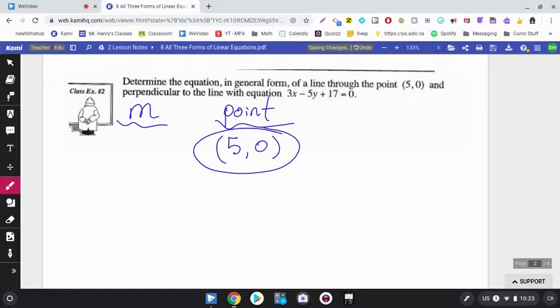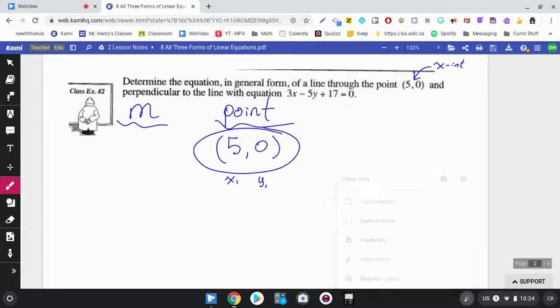That's actually the x-intercept, right? x1 is 5, y1 is 0. When the y value is 0, I have an x-intercept. Well, that's nice, but really that's just any other point. If I wanted to use slope-intercept form, I need the y-intercept. Okay, I need the x to be 0. So that's just any other point. I'm going to use slope point form. Okay, in terms of slope, we have our point. Now let's talk about slope. It says it's perpendicular to the line with the equation 3x minus 5y plus 17 is equal to 0.